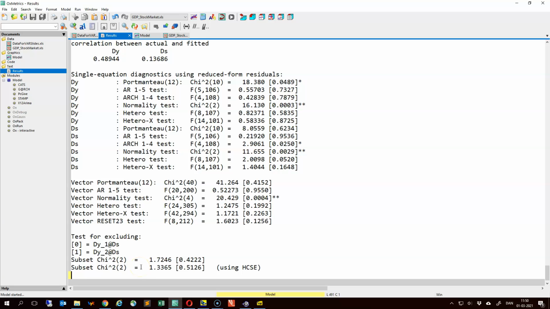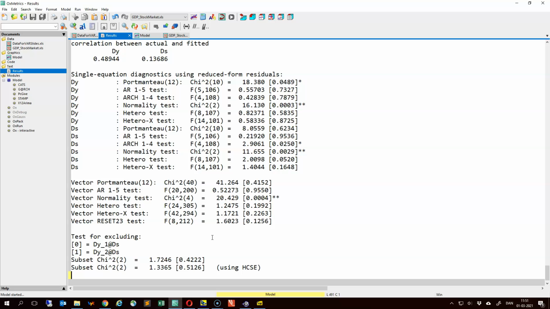We get a robust Wald statistic that is around 1.3. So based on a critical value from a chi-square distribution with 2 degrees of freedom, we get a p-value of around 50%. So we accept the null hypothesis that the growth rate in real GDP does not Granger cause the returns on the S&P 500 index.